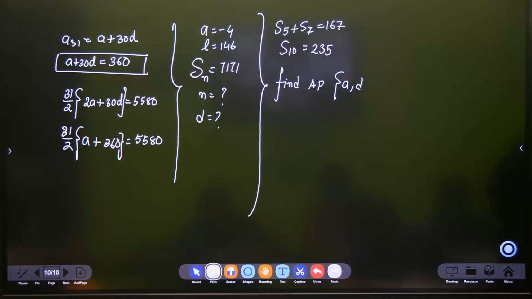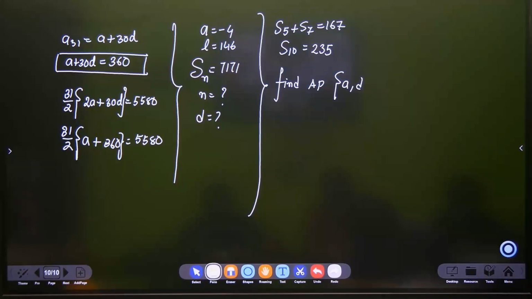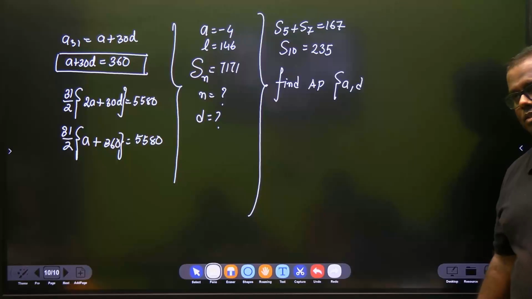Whenever they say find the AP, don't get confused. Find the AP means you need the first term and D, and just populate three terms.